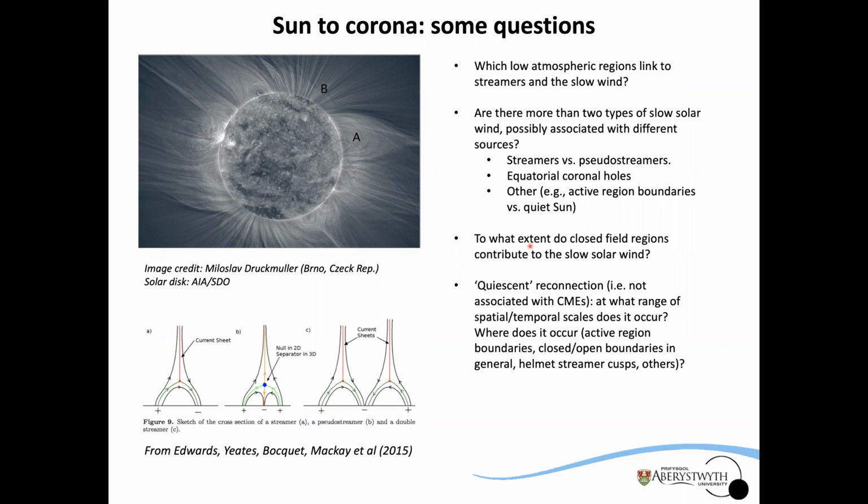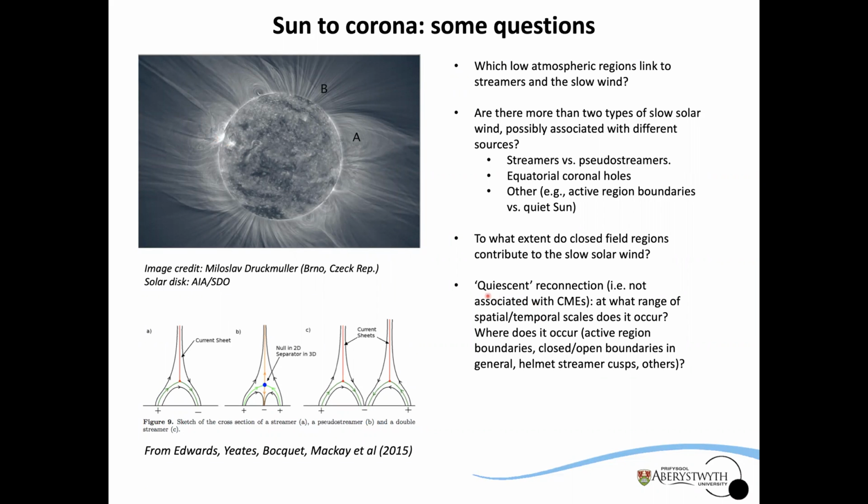And another possible source of the slow solar wind is closed field regions. So it's been shown above newly emerging active regions in particular, the closed field system above those can expand far out to at least 15 solar radii, which suggests that there is a quiescent mechanism for closed field from active regions to join the slow solar wind.